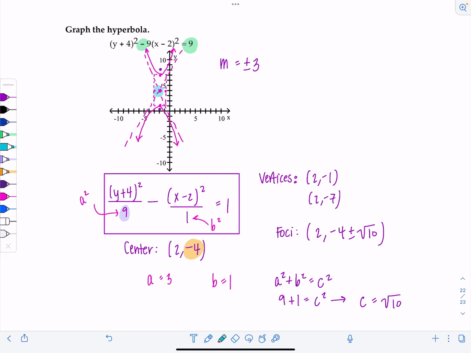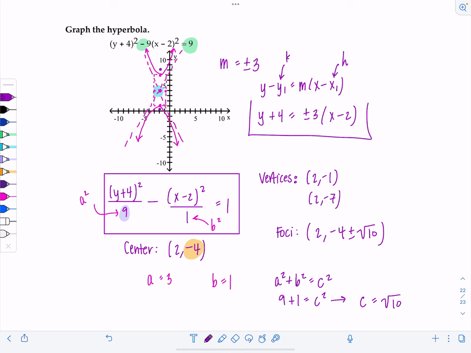So I just write it in point slope form, like y minus y1 equals m times x minus x1, and use h and k, because that's where both asymptotes go through. So you can just combine them into one equation and write y plus 4 equals plus or minus 3 times x minus 2. I'm fine with my students if they leave it like this.